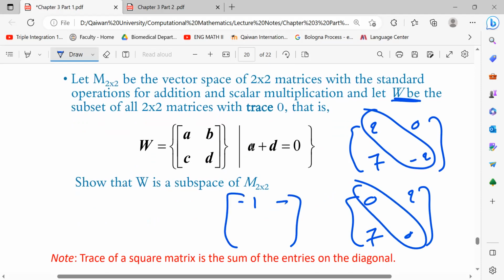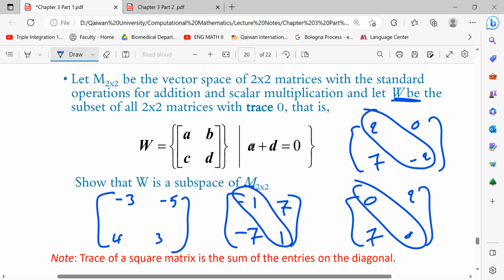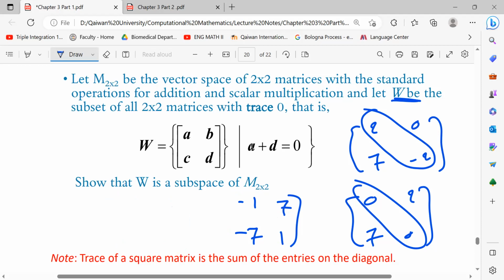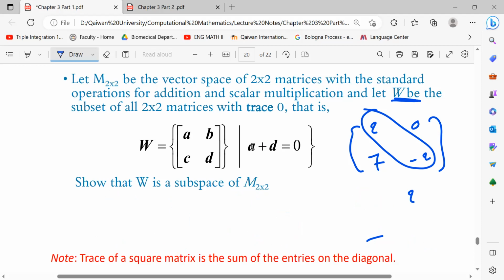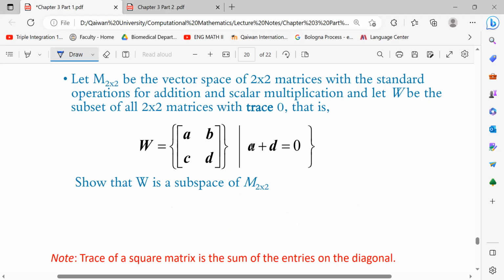Then -1, 7, -7, 1. The sum of these two is 0. Minus 3, minus 5, 4, 3. It's also 0. As the set of all those matrices, we have infinitely many matrices of that form. We need to show whether it is a subspace of M2 by 2 or not. How to show that W is a subspace of M2 by 2 or not?